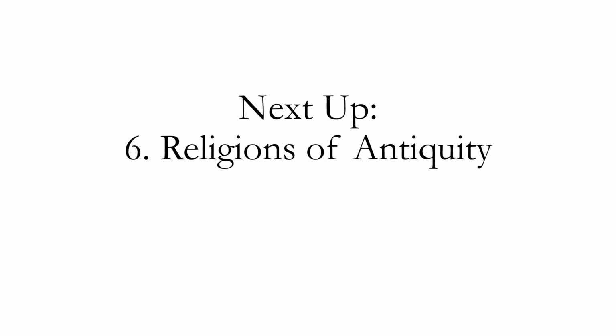So that's all for chapter 5. Next up is chapter 6, Religions of Antiquity, which gives a brief survey of many ancient religions, such as ancient Egypt, ancient Greece, and so on.